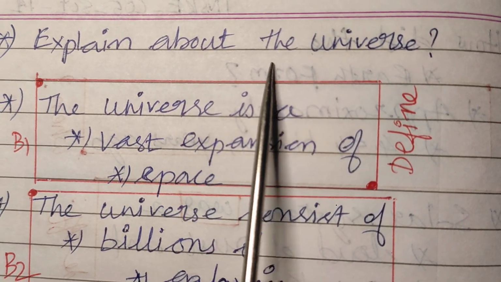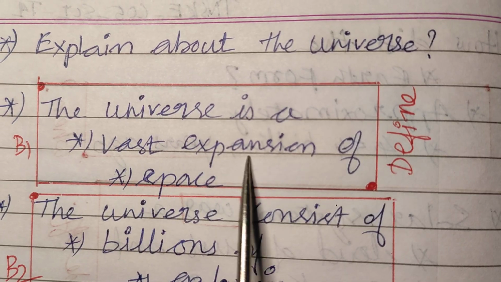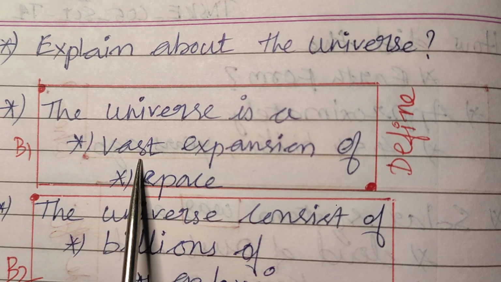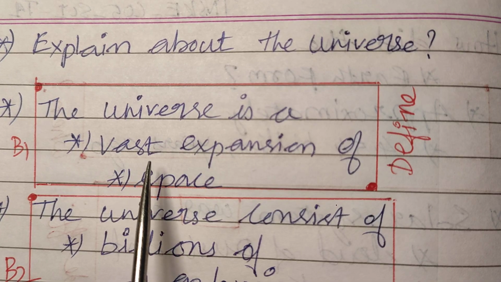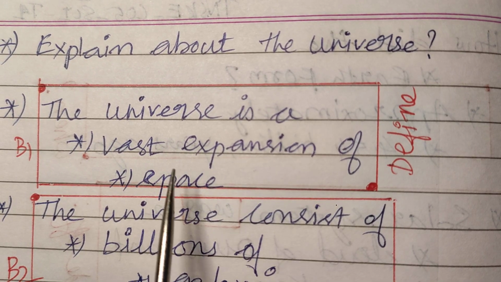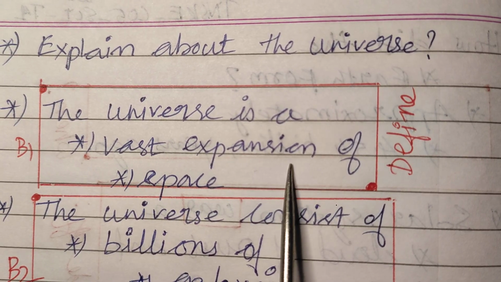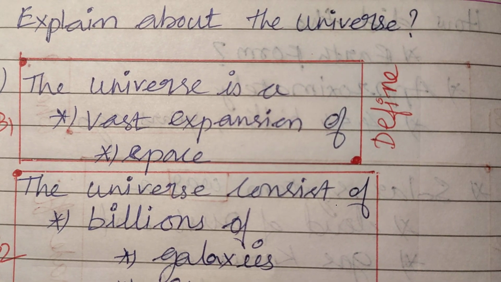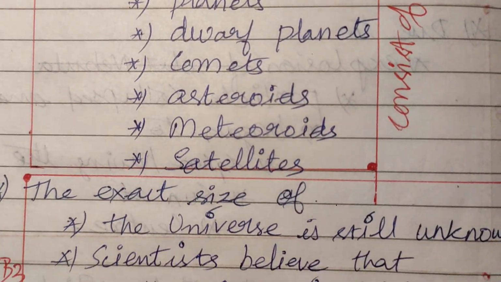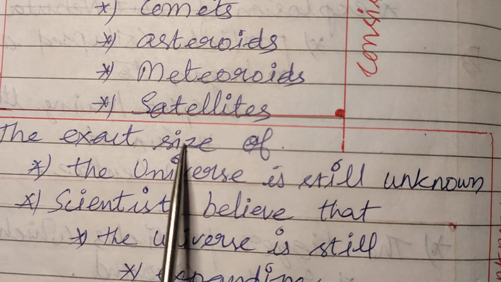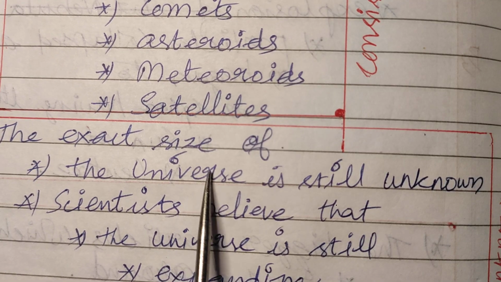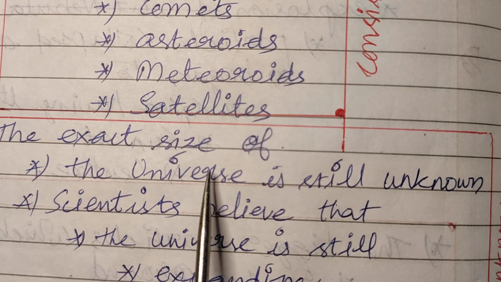So, what is the universe? The universe is a vast expansion of space. Vast means big. Expansion means it keeps on expanding. Vast and expanding means there is no limit. Space has no limit. This is a fact about the universe: the exact size of the universe is still unknown. Nobody knows the exact size of the universe. That is why it's called a vast expansion of space. Nobody has actually found out the size of the universe.